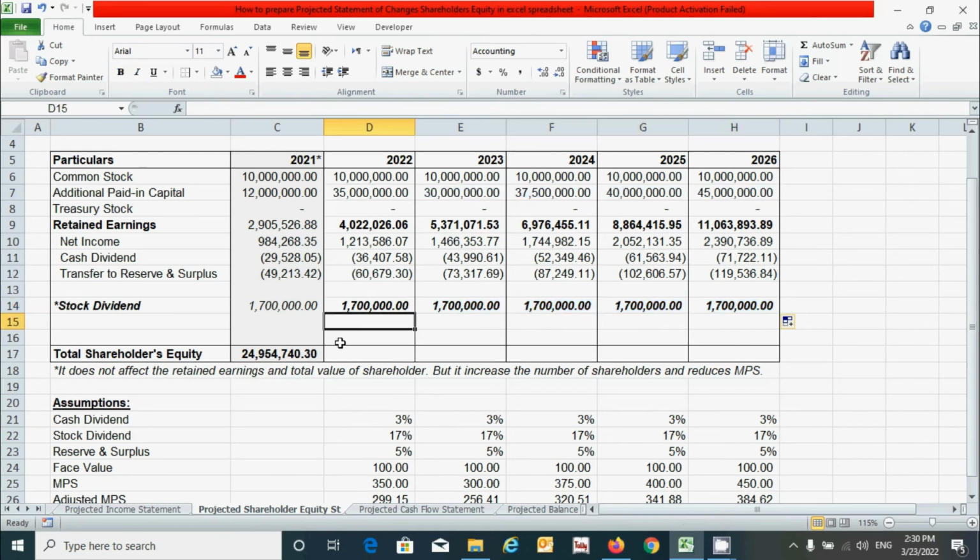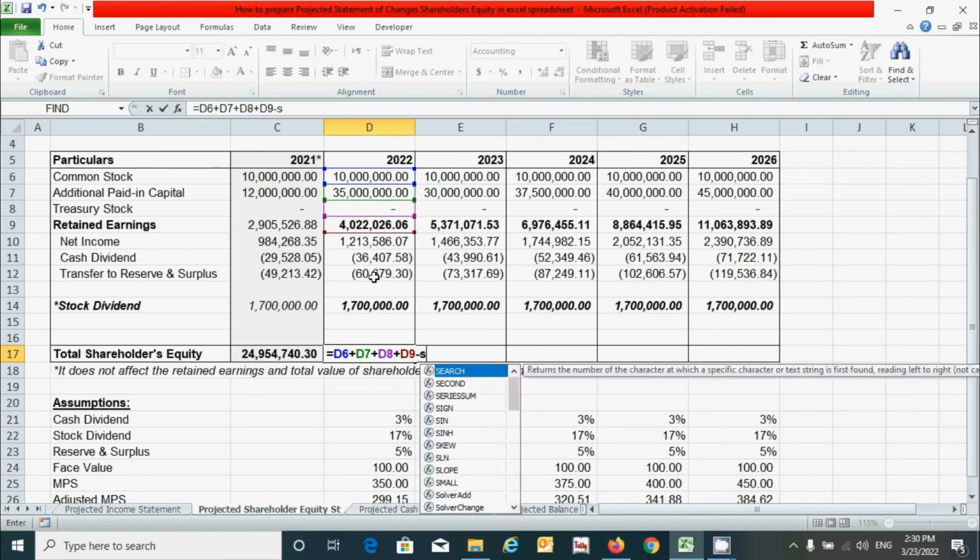Okay, now let's finally calculate the total shareholder equity, and it can be calculated by simply adding the value of common stock, additional paid-in capital, treasury stock, retained earning, and cumulative transfer to reserves and surplus amount. Okay, so let's calculate. So click here. Now press the equal to sign and click this one plus this one plus this one plus this one, and I'm going to use the minus sign here because we will add this one, and this value is already in the negative form, so that I am going to use the minus sign here.